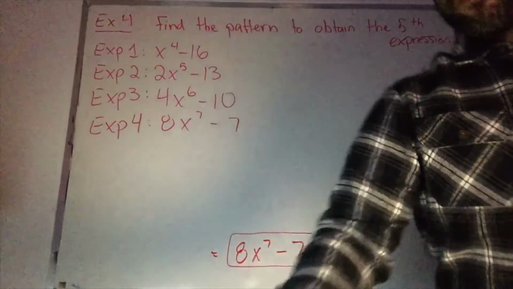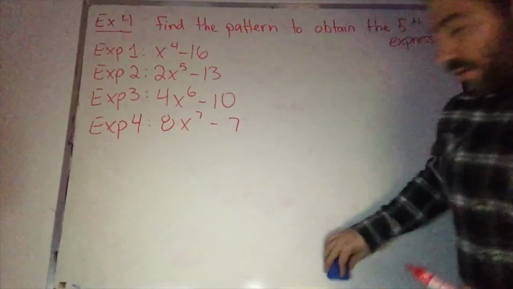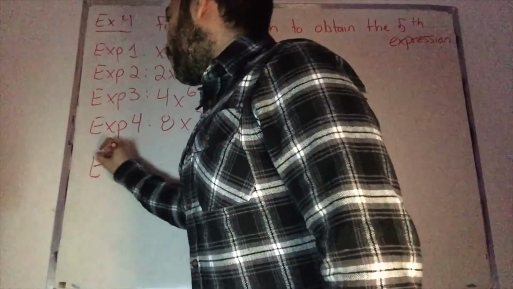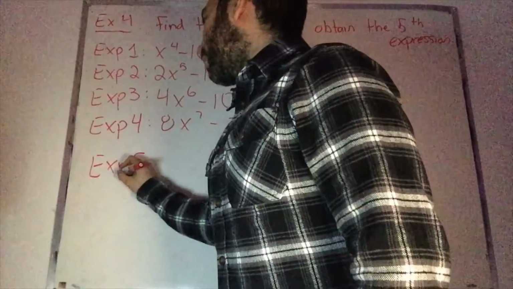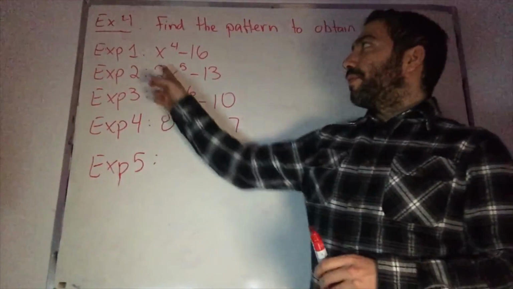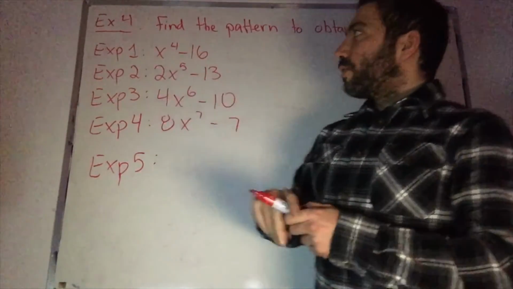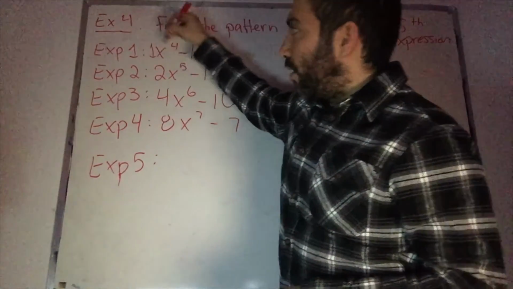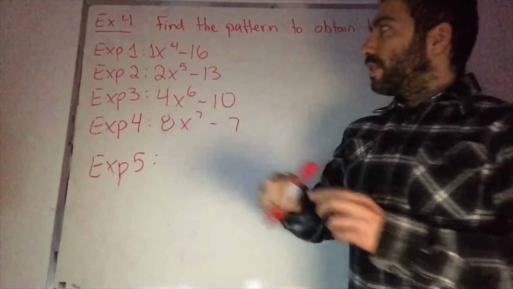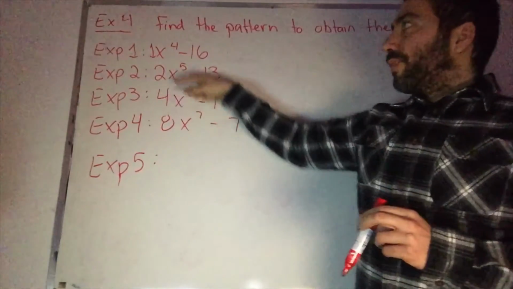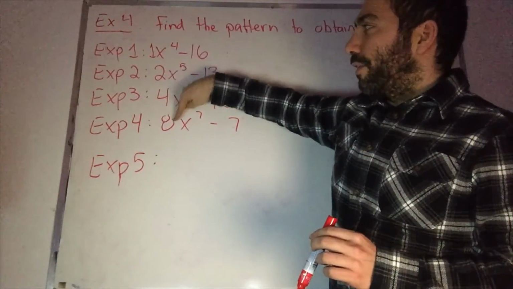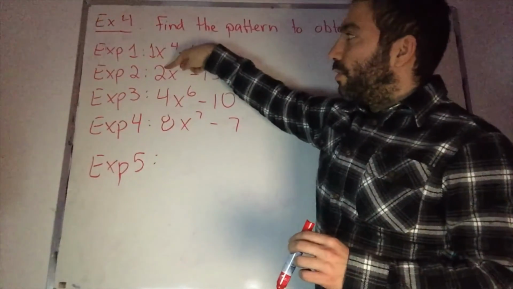Okay, so our job is to find expression 5. So we solved everything. We have to find the pattern to find expression 5. And this is not easy, it's difficult, especially if you haven't seen these types of questions. But the first thing I do is I look at the coefficients in front of the x's. The first one here, it's not written, but we know there's a 1. The next one's 2. The next is 4, the next is 8. What's happening to the coefficients? If you're going from 1 to 2, you can say you're adding 1, then you're adding 2, adding 3. No, that doesn't work. 1 to 2, you're multiplying by 2.